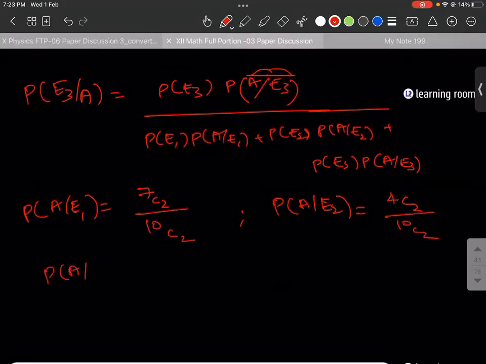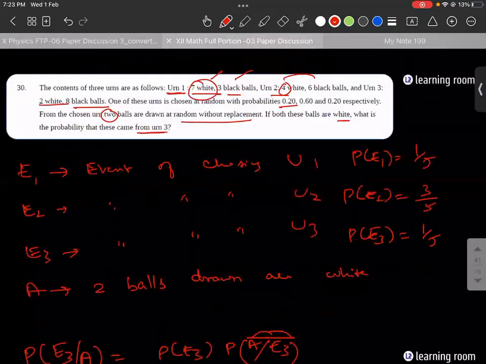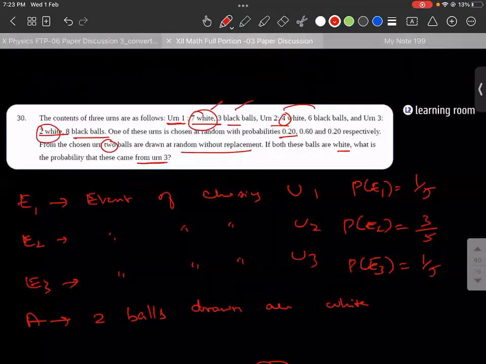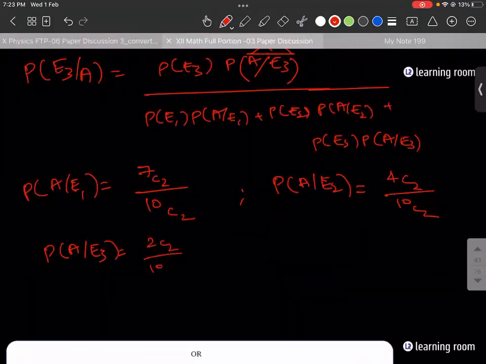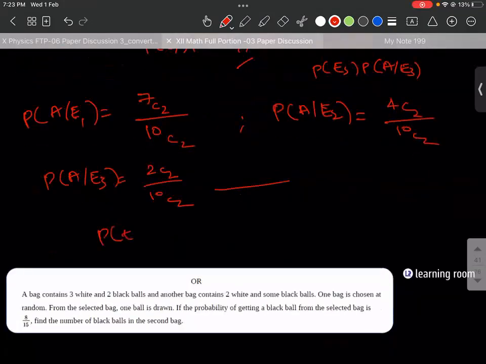What is the probability of A given E3? 2C2 divided by 10C2. If you take all these values and substitute them here, you will get the probability of E3 given A as 1 divided by 40.